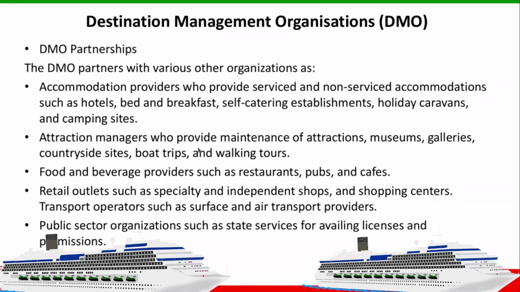Then attraction managers. There are various individual attraction managers who take care of the properties and the destinations, or they give it to some private tour operators to take care of the maintenance, like SOTC, Thomas Cook, and Sita, which are good examples of DMO partnerships. Food and beverage providers such as restaurants, pubs, and cafes are also in association with DMOs, so they try to partner with them. Retail outlets such as shopping centers, the transportation, and various public sector organizations for getting licenses, services, and permissions during events are required for the DMOs to conduct events.